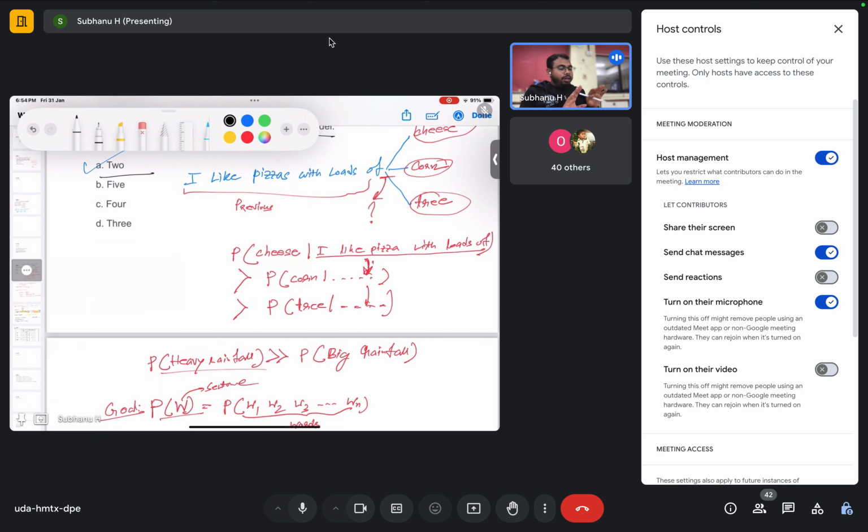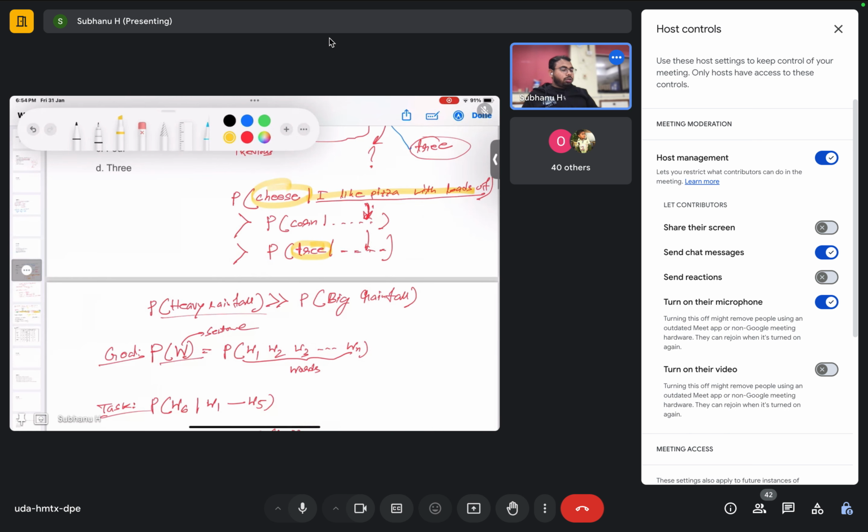you type "I like pizza," and the word "cheese" comes up. It should not come up as "I like pizzas with lots of tree." That's why you have to find the probability of cheese. How will you find the probability of cheese? You have to find that in the corpus. Corpus means a lot of text.